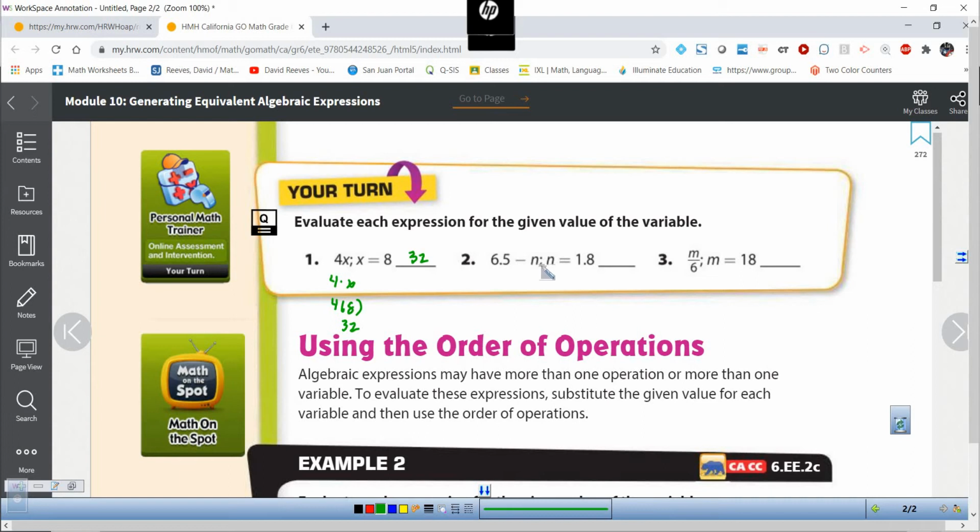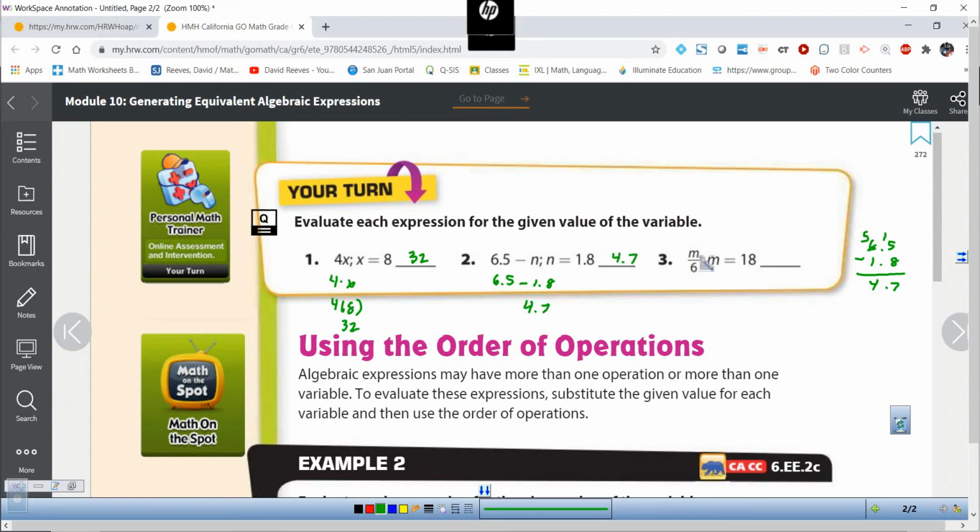All right, here we have 6.5 minus n, and they're telling us n is 1.8. So what are we going to do? We're going to do 6.5 minus 1.8. By the way, it is perfectly okay if you're using a calculator on this assignment. All right, so I here am going to have to borrow, right? Because 8 is larger than 5. 15 minus 8 is 7. And then 5 minus 1 is 4. So the answer to this one is 4.7.